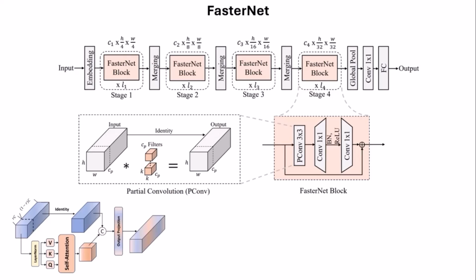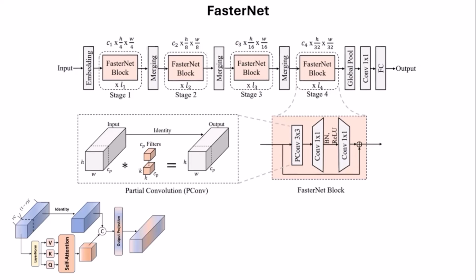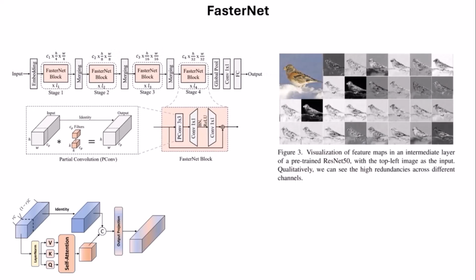But why did FasterNet do this? Actually, they visualize it with this figure, and they say when we visualize the intermediate layers of pre-trained ResNet-50, we can see that lots of the channels are redundant, like this one and this one, that are all conveying the same information. And since we have a lot of redundancy, we can apply the convolution on a subset of them, not all of them. And yeah, that's one reason.